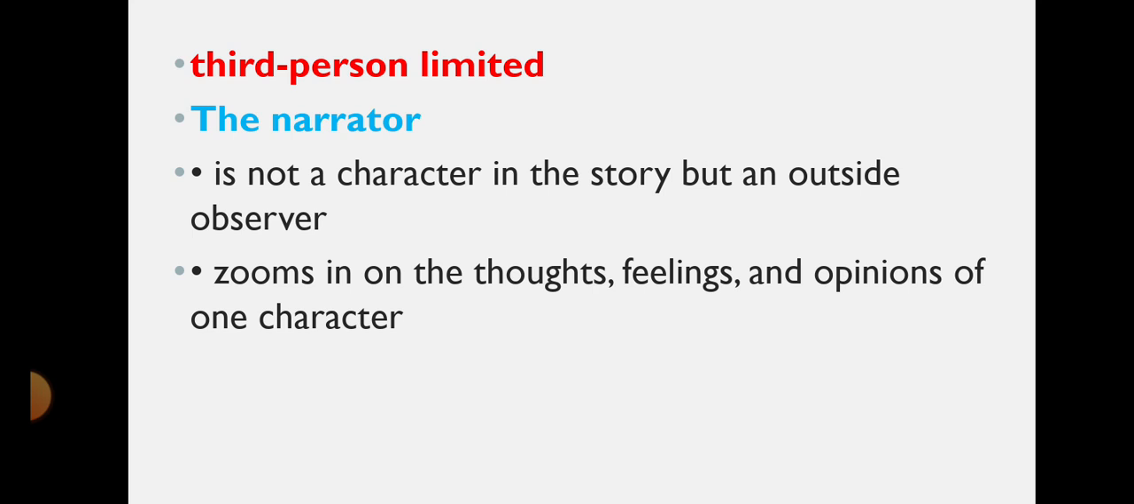Third person limited. The narrator is not a character in the story, but an outside observer. Zooms in on the thoughts, feelings, and opinions of one character.